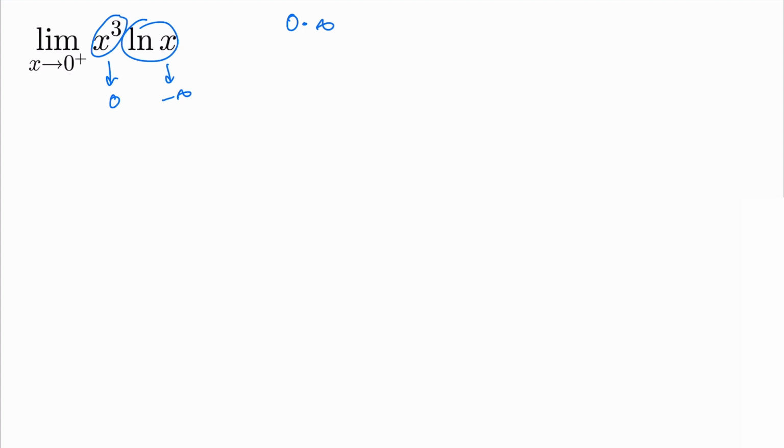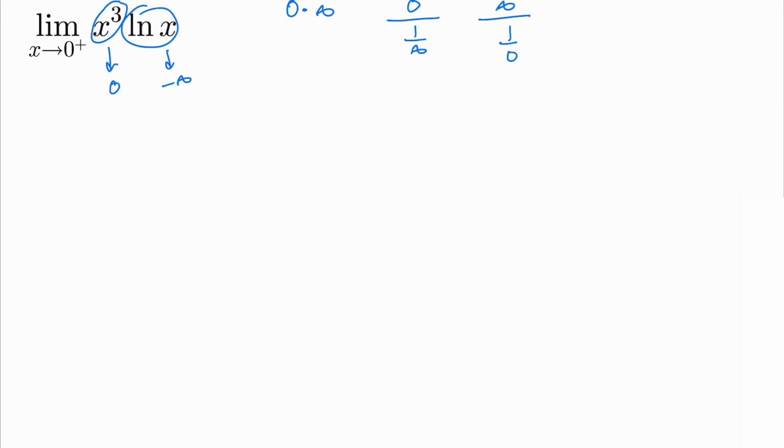So remember our strategy for this kind of limit: we rewrite one of them as a reciprocal so that it's a rational function, so that we're able to use L'Hopital's rule. Because 0 times infinity can either be written as 0 divided by 1 over infinity, or infinity over 1 over 0. We consider 1 over infinity to be basically 0, and we consider 1 over 0 to be basically infinity. So basically that just means flip one of them.